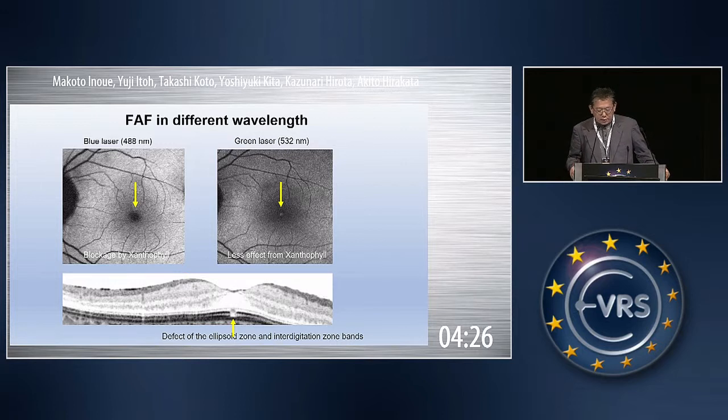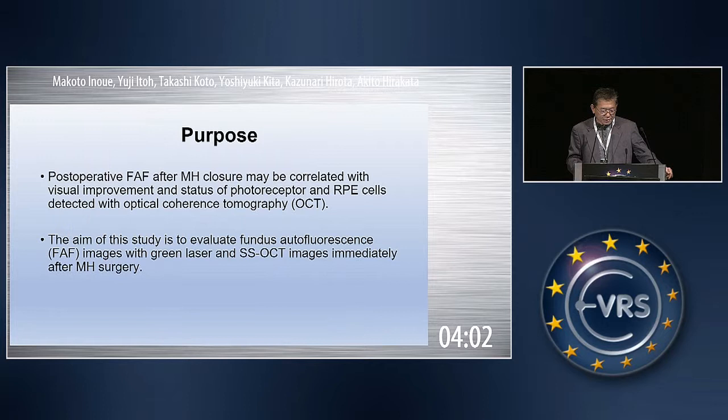This is the difference in the wavelengths of the FAF. With the blue laser, there is easily blockage from the macular yellow pigment, but if we use the green laser, there is less effect from the xanthophyll. This is a macular epiretinal membrane patient after surgery, and we can see some fluorescence with the green laser. So possibly FAF after macular hole closure can be correlated with visual improvement and the status of the photoreceptors and RPE cells detected with the swept-source OCT.